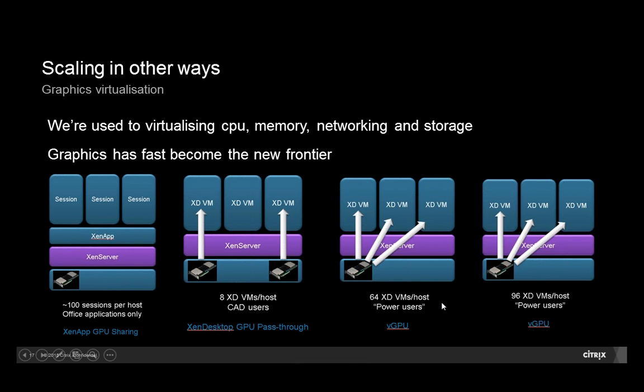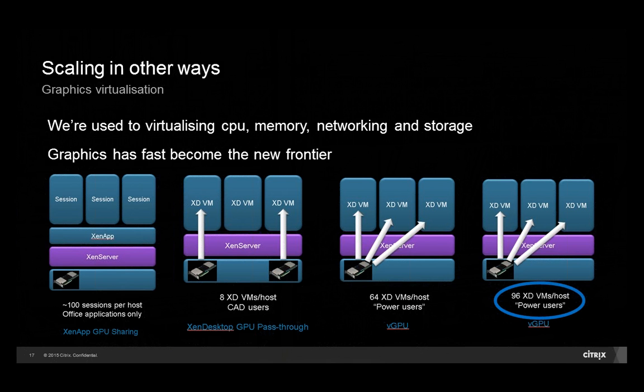And now in 6.5, we're talking about increasing that density even more. So instead of attempting to chase up to 500 VMs, we're already now with vGPU up at 96, able to give 96 of those VMs a vGPU experience. So what kind of users are we talking about here?